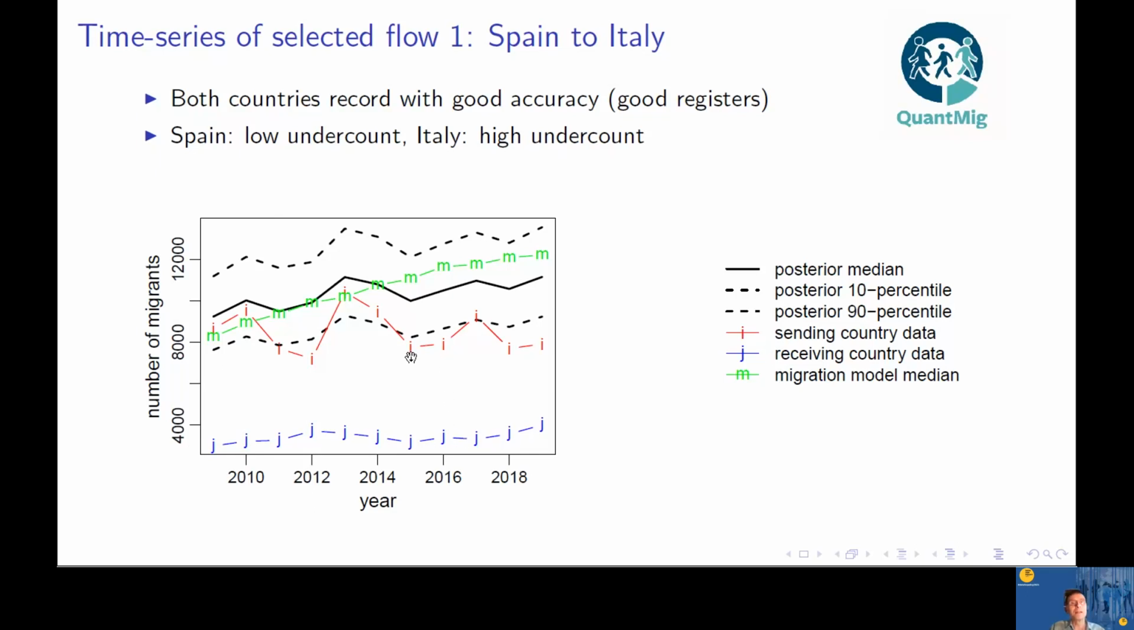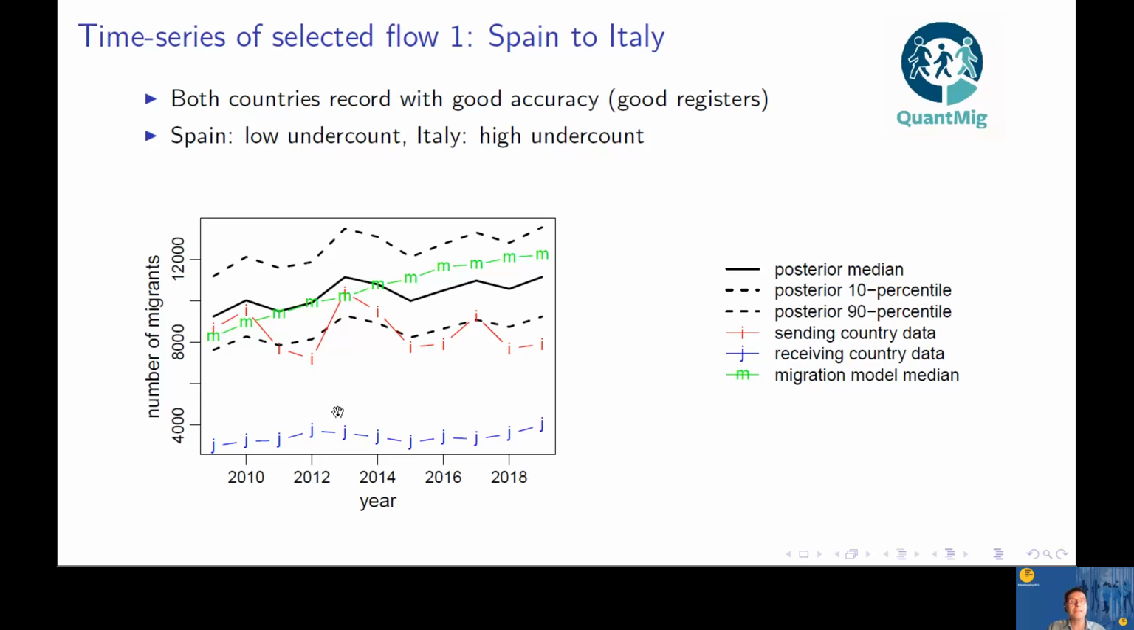Again, you can see a discrepancy between what are meant to be reports of the same flows. The green line with the M's is the migration model median. So that's the prediction from using just the covariates to predict the migration model. And the black lines provide information about the posterior distribution of the true flows, the solid line being the posterior median, and the dashed lines being the posterior lower and upper 10 percentiles.